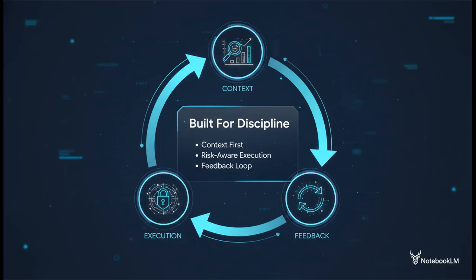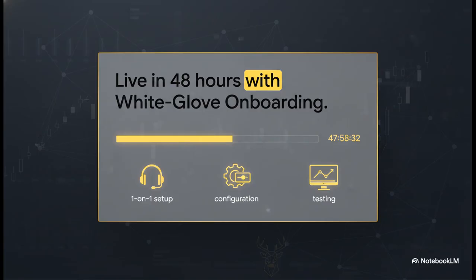It adjusts itself. Now you might be wondering about deployment, because the barrier to entry for real institutional algorithms is usually a nightmare. But ALGODEERS guarantees deployment in under 48 hours. And no, you aren't just left alone with some random zip file to figure it out yourself. They provide a guaranteed one-on-one broker setup, specific parameter configuration tailored to your exact risk appetite, and live testing over a screen share. It's a white-glove onboarding experience for retail traders for sure.